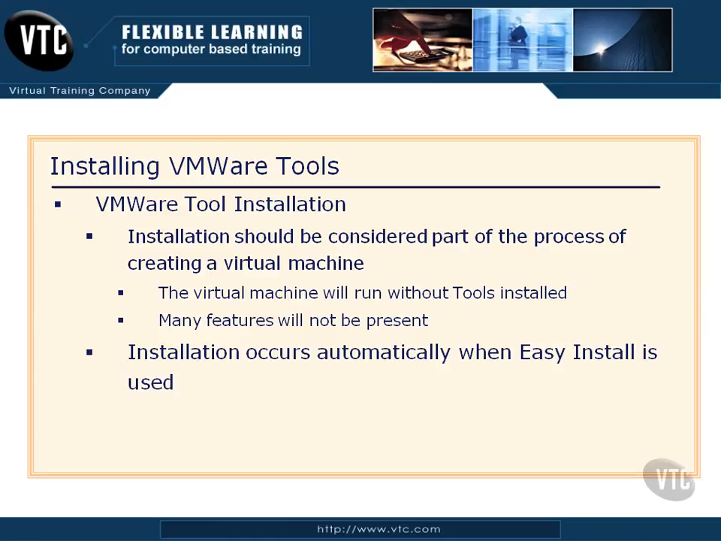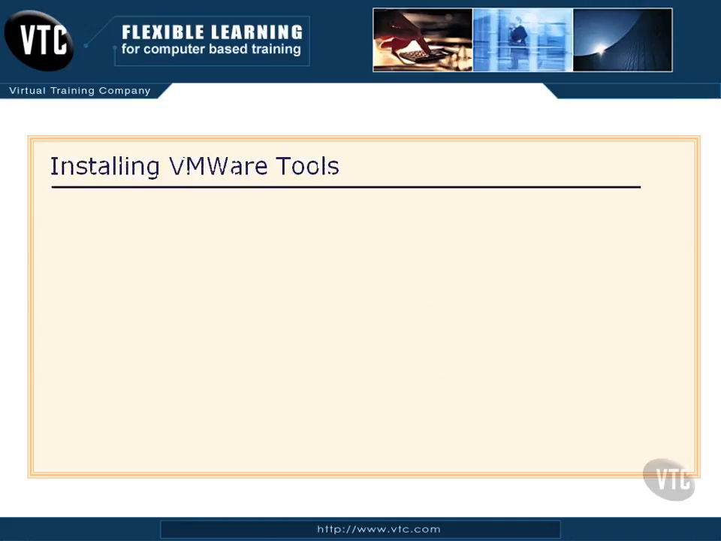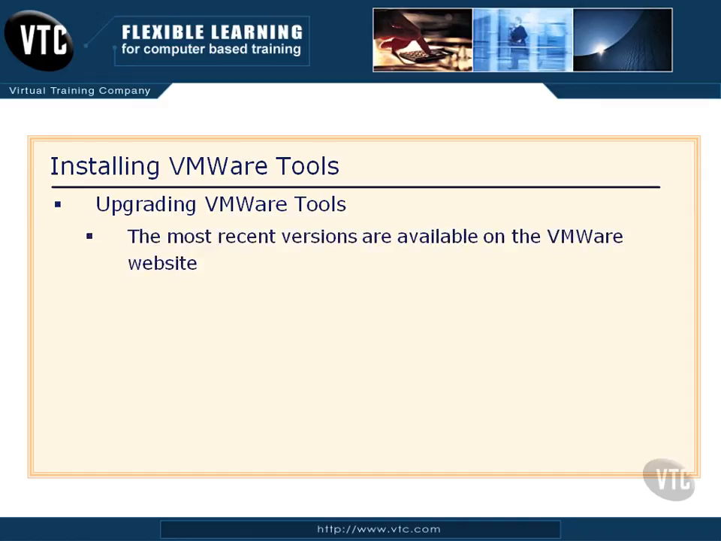But if you'll remember, when I did the Easy Install of the guest operating system a little earlier in the course in a separate video, Easy Install was used, and as soon as the guest OS completed its installation, VMware Tools kicked off automatically. Now, when we install VMware Tools, we're going to have to then be concerned with, hey, wait a minute, what happens when VMware upgrades these things and finds something even better? Well, the most recent versions are available on the VMware website, and VMware Workstation will communicate with the website to see if there are updates that you need.